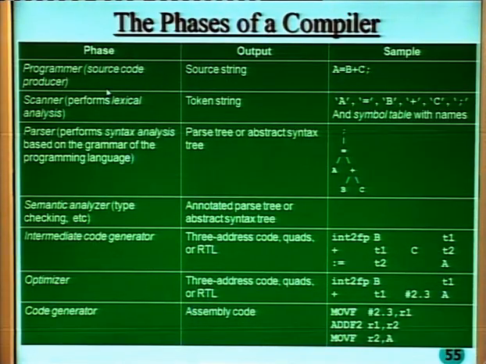So in the first phase, the program source code produces a source string, that is a statement. These are the tokens: A, assignment, B plus C, and the termination semicolon, and this is the parse tree of that statement. This is the intermediate representation of that code, this is the optimized form of the three address code, and this is the finally assembled machine code. So that will produce an object code.